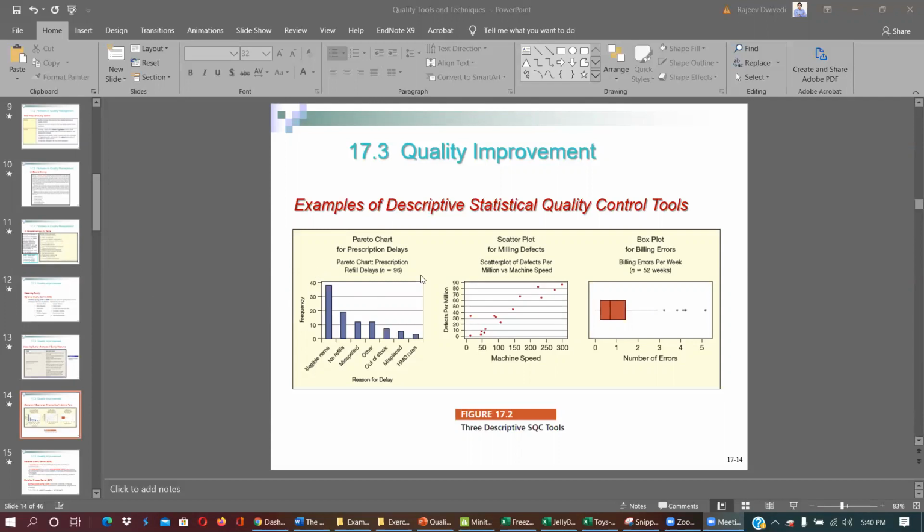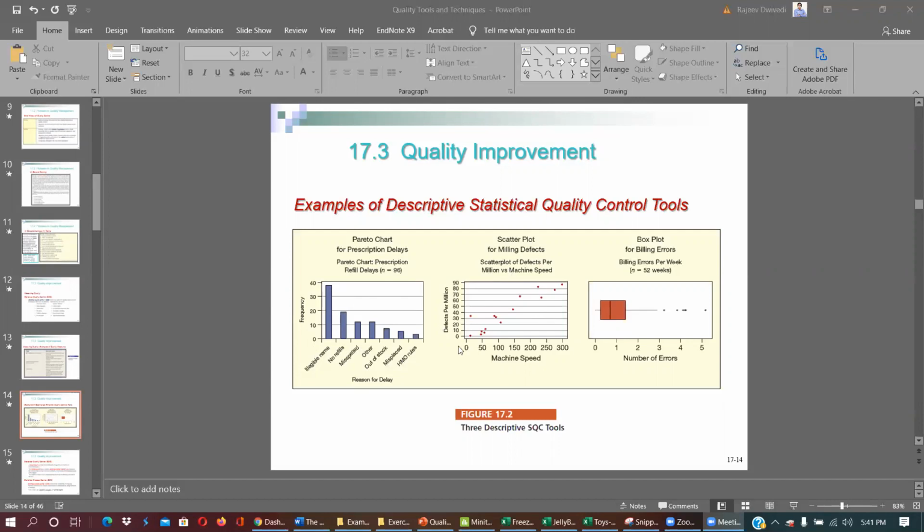Basically, a Pareto chart can be made in Minitab. It is a combination of two charts: one is a column chart, and the other is an ogive. The ogive is the cumulative line. They are plotted together, and then this is made.